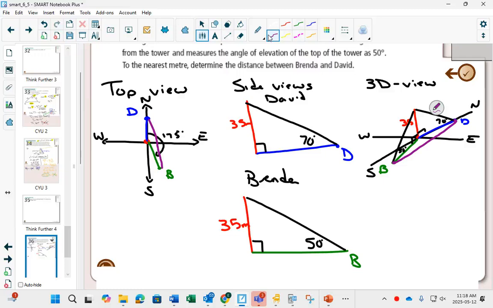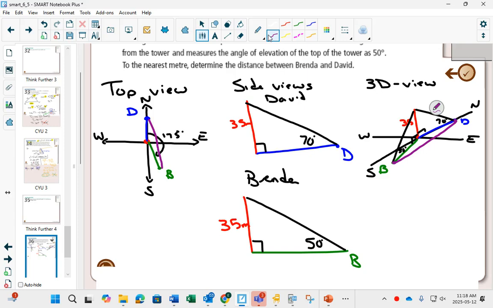When we look at the side views, hey, that's a right angle triangle. You're allowed to use SOHCAHTOA. Do you know 3 pieces of information? We do. We have a side and we have 2 angles. We have 3 pieces of information. You can solve those triangles completely.